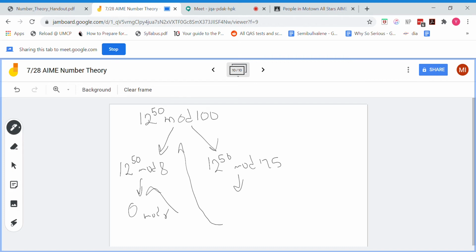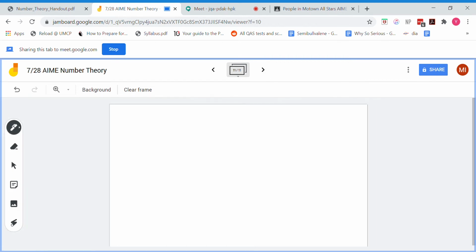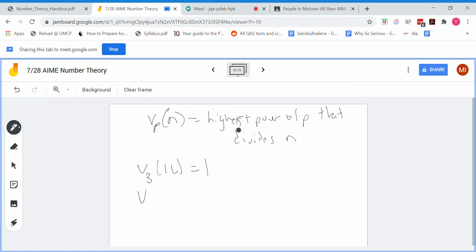All right? We'll do one more technique, which is called lifting the exponent. So first we have a definition. We're going to define the highest power of p that divides n as v sub p of n. This equals the highest power of p that divides n. Right? So v sub 3 of 12 will equal 1. V sub 2 of 12 will equal 2.